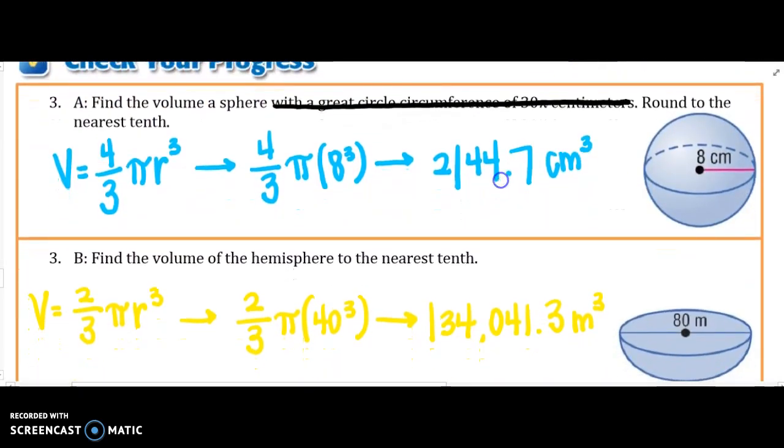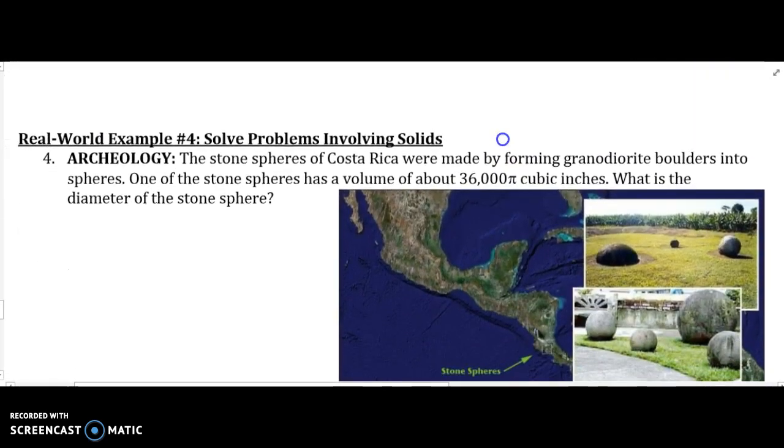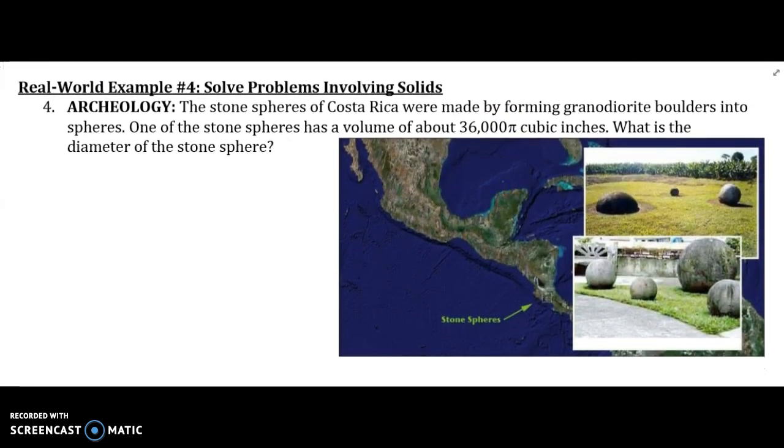And here are your answers and work. All right, and last page, some real world examples. The stone spheres in Costa Rica were made from forming boulders into spheres. One of the stone spheres has a volume of 36,000 pi cubic inches. What is the diameter? Okay, so we have that volume. So if I start out with volume, I know I have a sphere, not a hemisphere, so I need to put 4/3 pi r cubed.